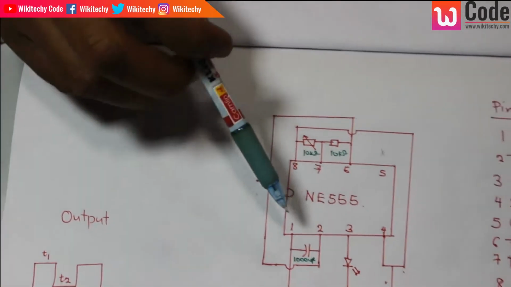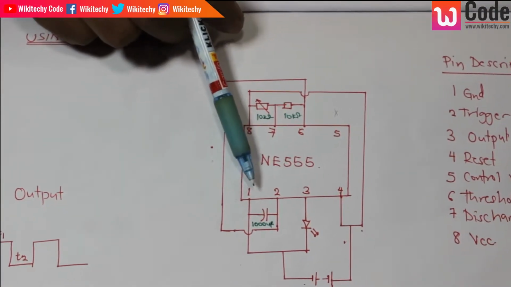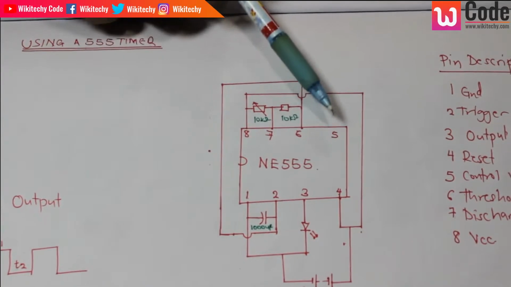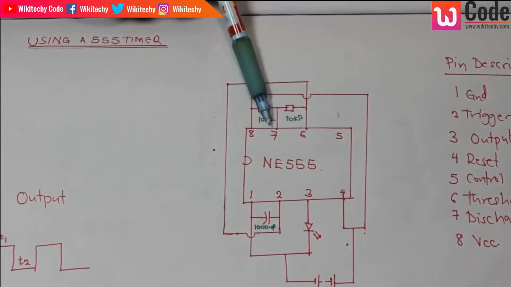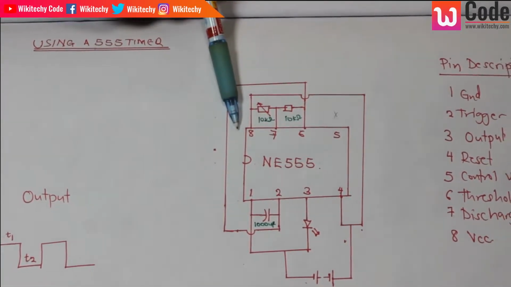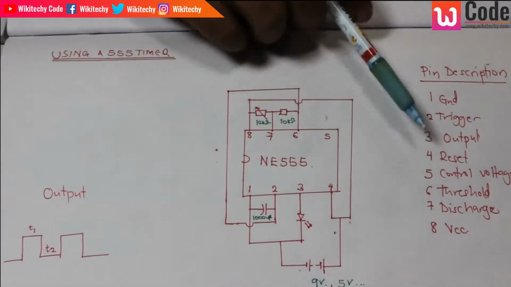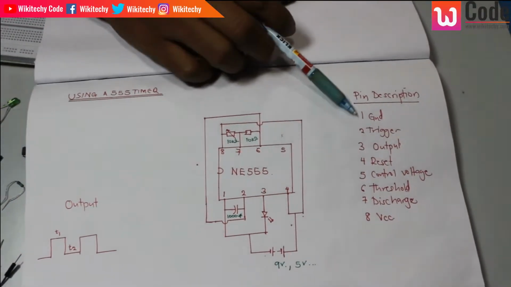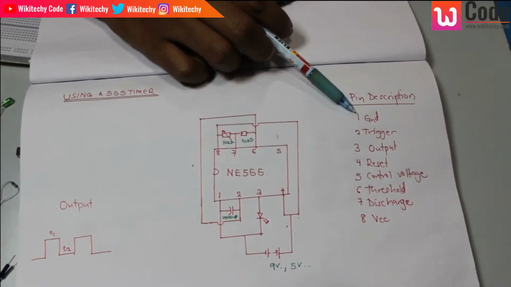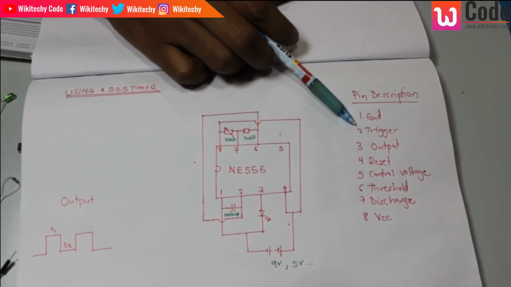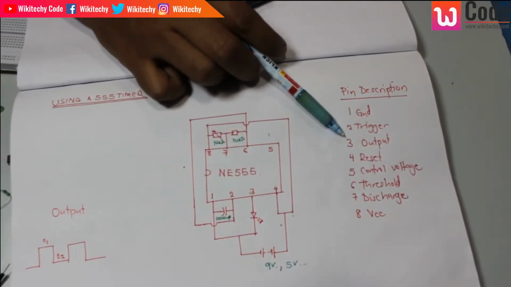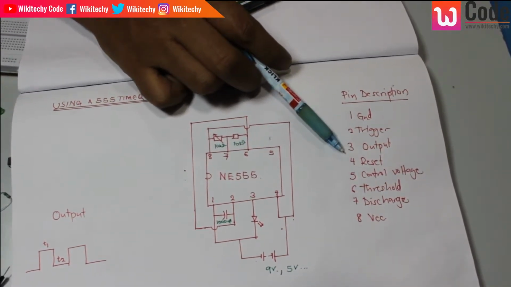And here is the circuit. This 555 timer has 8 pins: 1, 2, 3, 4, 5, 6, 7, 8. Over here, I'm going to explain what the pins are. The first pin is the ground pin. The second pin is the trigger pin. The third pin is the output pin. The fourth pin is the reset pin.